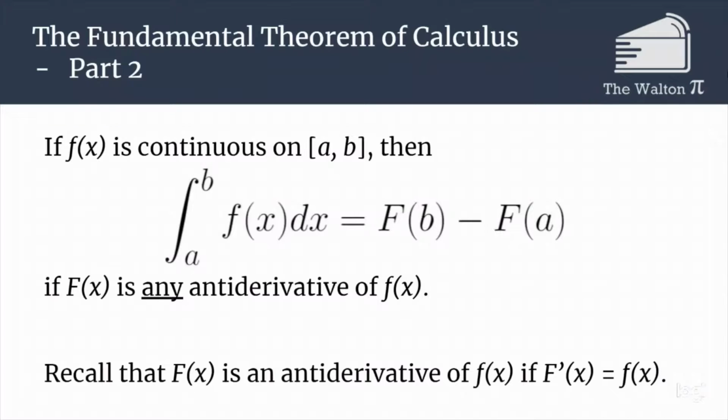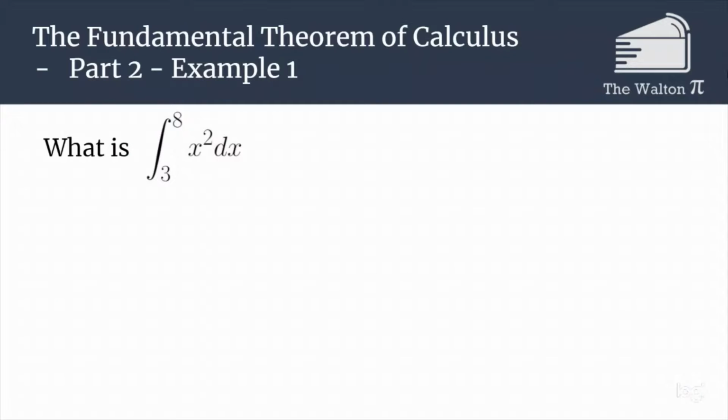But this says it doesn't matter which one we pick. We can pick any function that's an antiderivative, and we can plug in b, we can plug in a, and take the difference between the two. This is a really, really powerful theorem. So, for an example, let's try and figure out what's the integral from 3 to 8 of x squared. If we can find an antiderivative, this is just going to be the antiderivative at 8 minus the antiderivative at 3. The challenge is, what antiderivative should we pick?